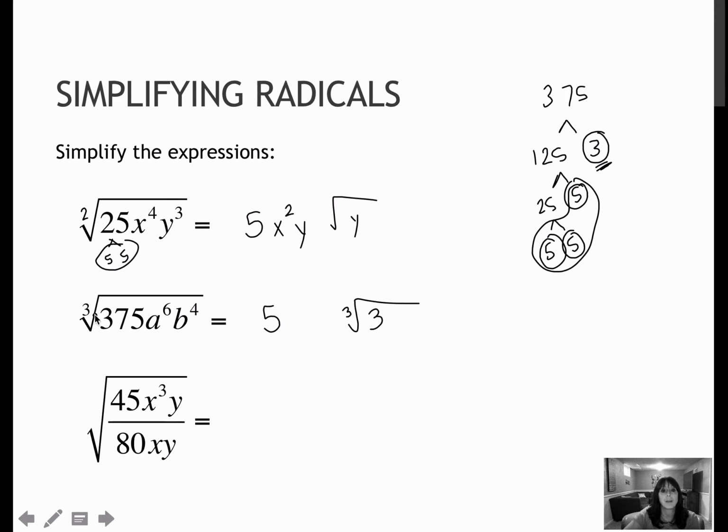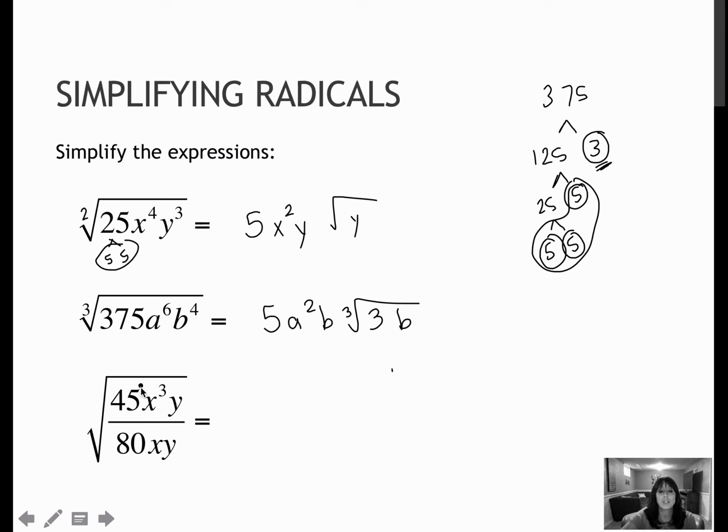And then 6 divided by 3 is 2. And then 4 divided by 3 is 1, with 1 left over. So everything we can take out, we do. And then anything left over stays inside.